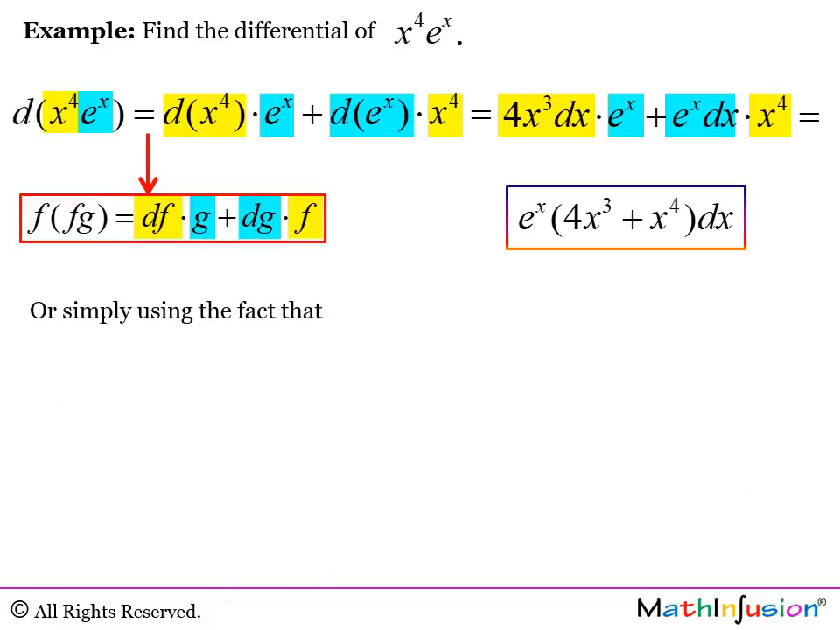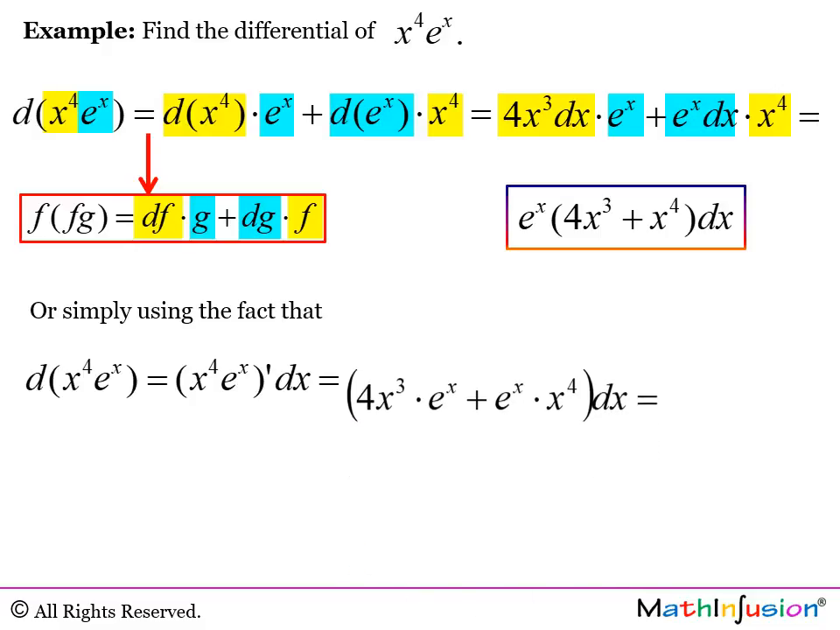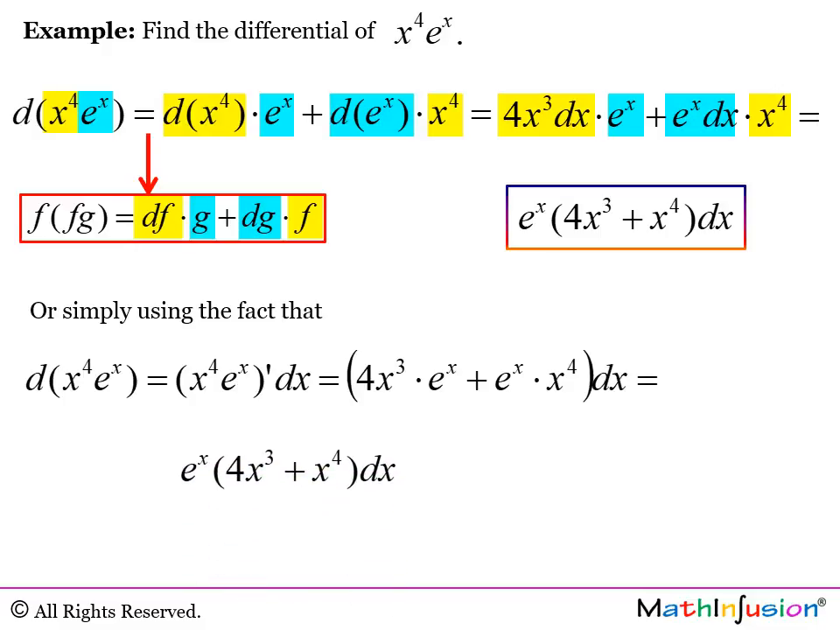But again, why bother with rules of differentials when we can just do it in a different way? I would like to recall that the differential of a function is the derivative of the function times dx. So I'm now using the product rule for derivatives as usual. Differentiate the first one times the second, plus differentiate the second times the first, times all of that dx. And I get, obviously, exactly the same as before.